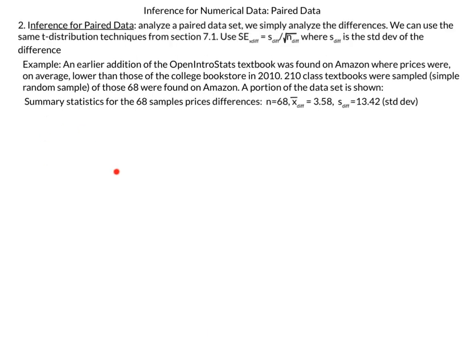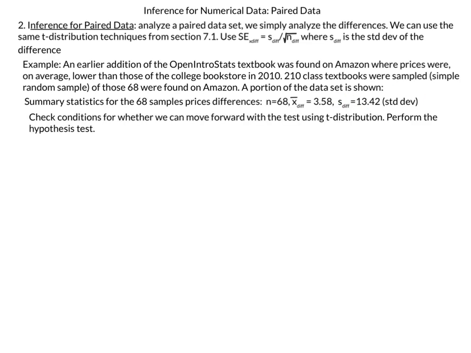I got rid of that table and the histogram to give us more space, but I do have summary statistics for the 68 sample price differences. Here n is equal to 68. The mean price difference is 3.58, so on average, you can save $3.58 by shopping on Amazon. And the standard deviation was 13.42.